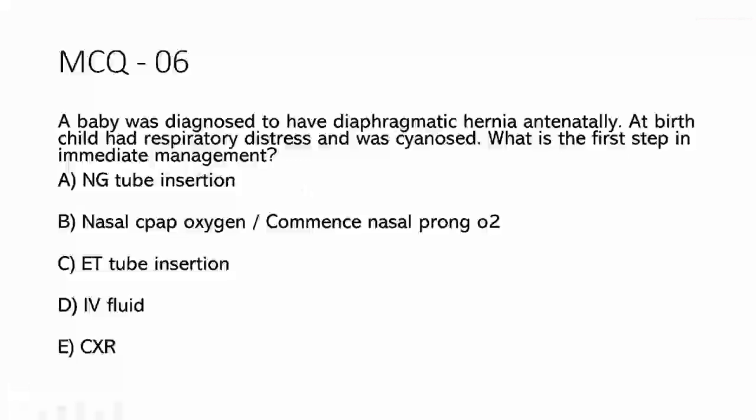Then this question: a baby was diagnosed to have diaphragmatic hernia antenatally. At birth, the child had respiratory distress and was cyanosed. What is the first step in the immediate management? So they are asking, what is the first step? In diaphragmatic hernia, we can do a lot of things. The first step we have to do is keep the patient nil by mouth, intubate and ventilate. Nothing else.